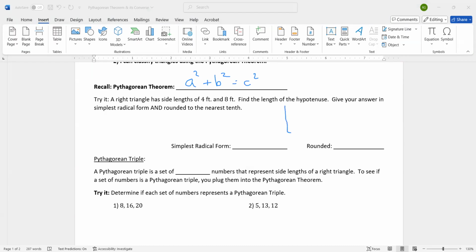You don't have to draw this out, but if you want to, you can. One of the legs is 4, one of the other legs is 8. It doesn't matter which one goes where. You're looking for this one. We're going to give our answer in simplest radical form and round it to the nearest tenth. So a is 4. 4 squared plus 8 squared equals my missing side squared. 16 is 4 squared, 8 squared is 64, and then add those together, you get 80 equals x squared.